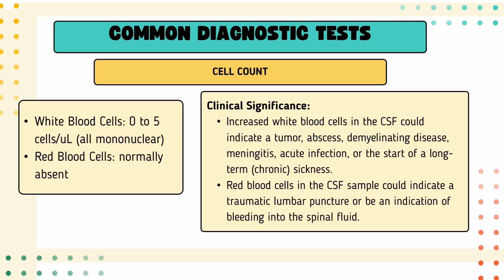For the clinical significance, increased white blood cells in the CSF could indicate a tumor, abscess, demyelinating disease like multiple sclerosis, meningitis, acute infection, or the start of a long-term sickness or chronic. For the red blood cells in the CSF sample could indicate a traumatic lumbar puncture or be an indication of bleeding in the spinal fluid.